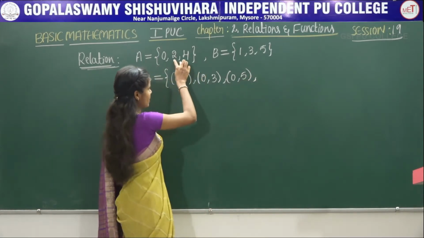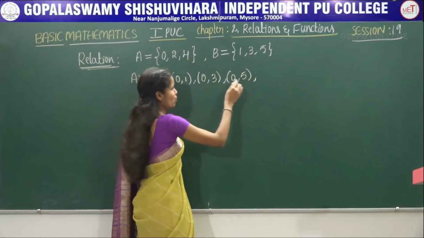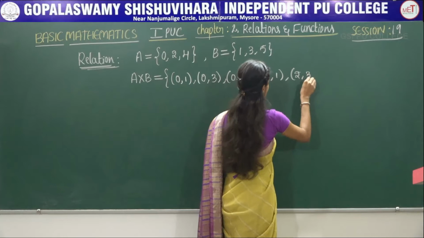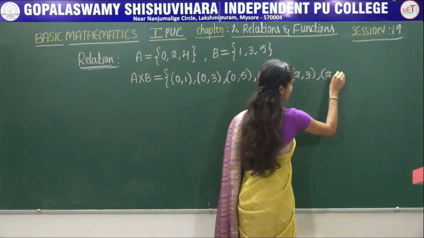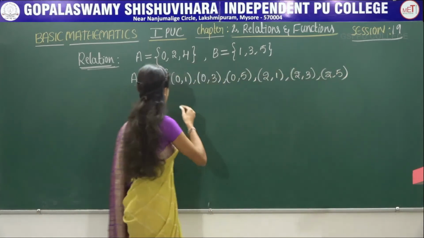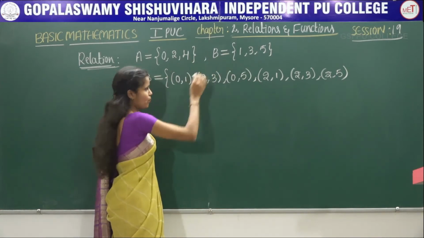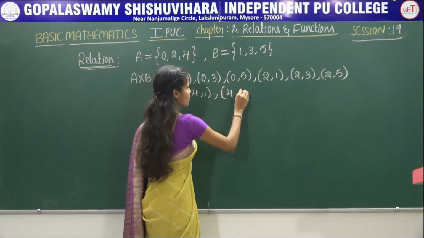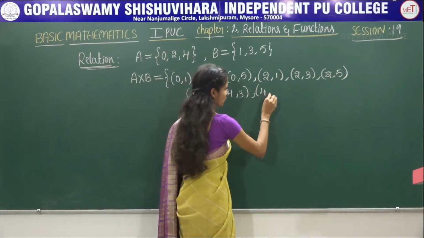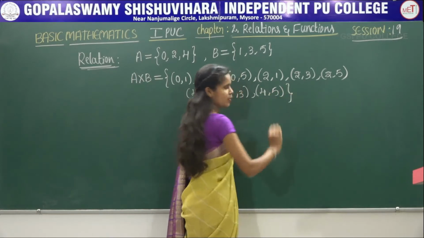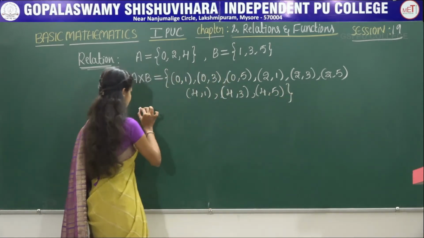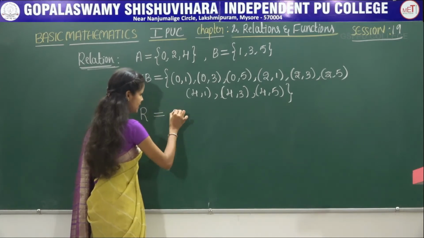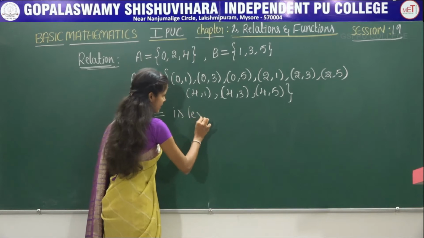Next, consider the second element 2: 2, 1, 2, 3, 2, 5. Ordered pairs (2,1), (2,3), (2,5). Next 4: 4, 1, 4, 3, 4, 5. Ordered pairs (4,1), (4,3), (4,5). Now consider a relation. Usually a relation is denoted by R.